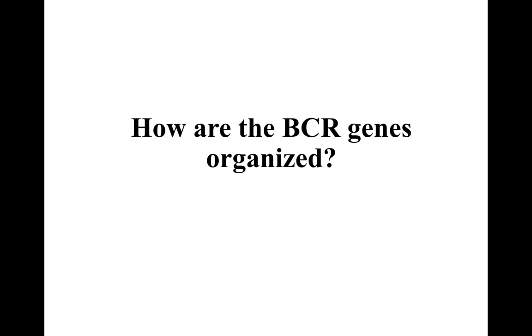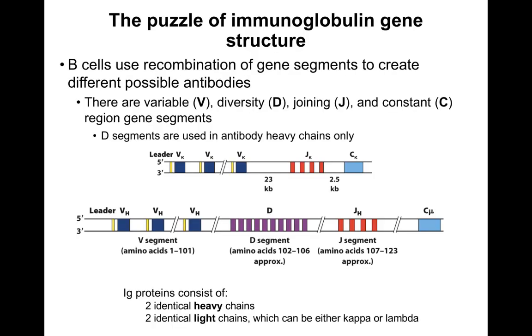How are the B cell receptor genes organized? The B cell receptor genes have multiple segments encoded in the germline. There's an example here of the light chain, and an example here of the heavy chain. The light chain has variable regions and joining regions and constant regions, so different segments that are combined together to give you the light chain of the immunoglobulin that makes up the B cell receptor.